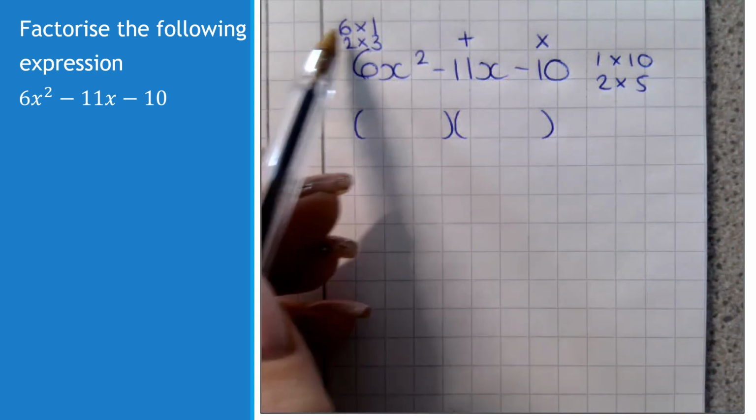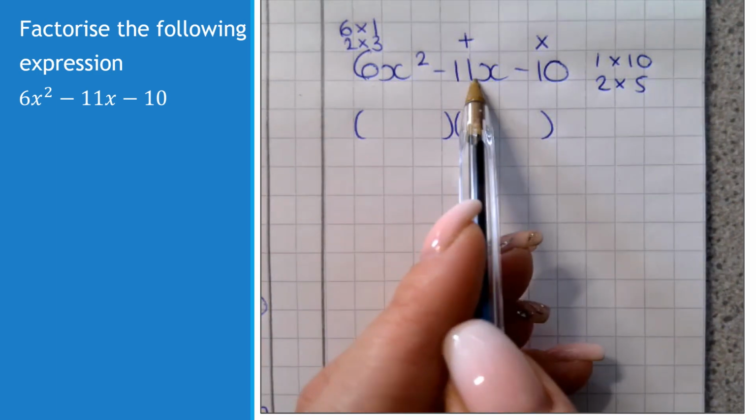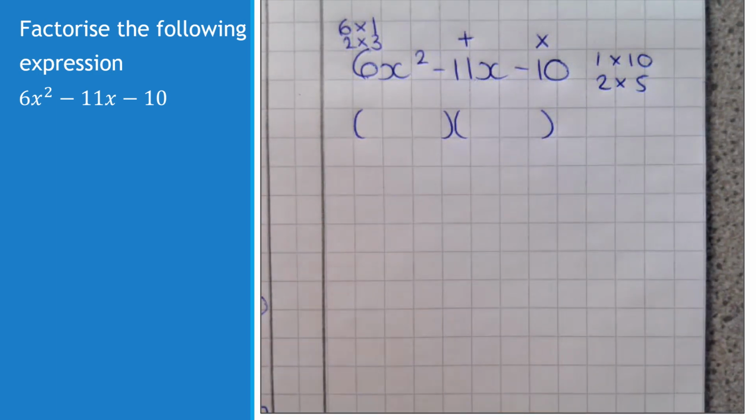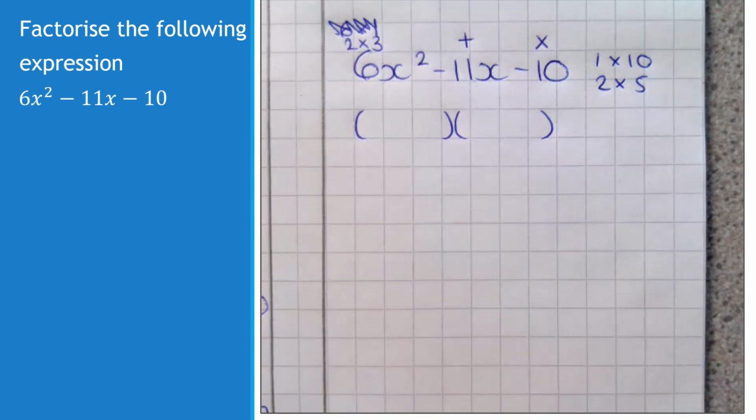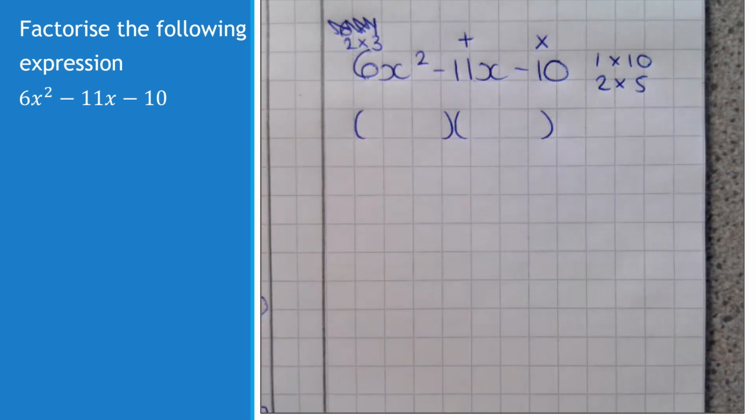So if I try 6 and 1 with 2 and 5, so 6 2s are 12, 12 and 5 aren't going to make 11, 6 5s are 30, so that's not going to make it. So I know that 6 and 1 is not the factor pair that I want for my coefficient of x. So it's going to be 2 and 3.